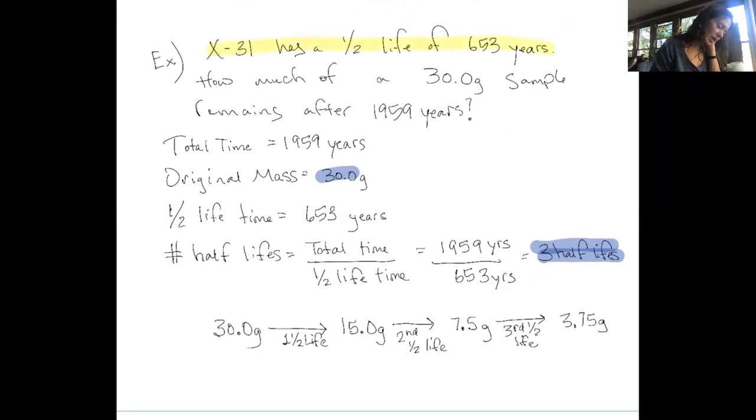So the question says, a substance, X-31, has a half-life of 653 years. If we start with 30 grams, how much of it will remain after 1959 years? And we said, well, if I take my total time, 1959 years, and divide it by my half-life time, I will see that this substance was cut in half 3 times. So I'll take the original mass and I will in fact cut it in half 1, 2, 3 times until I get to the final mass. And that's my answer. So I know how much would remain.